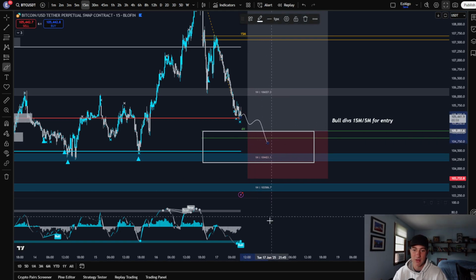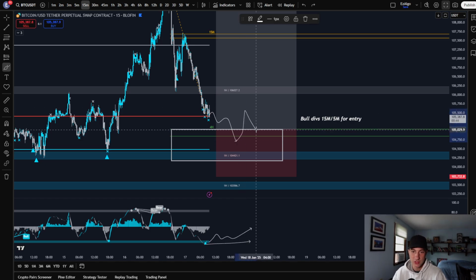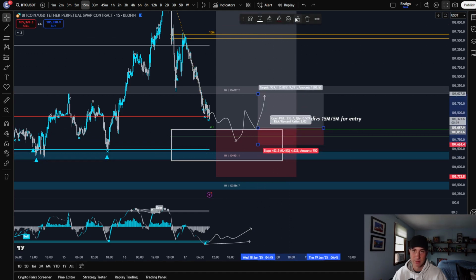As price is coming down, I want to see those bullish divergences, right? Something like this. And then finally, for that final entry confirmation, I want to see some sort of bullish reaction. So that can either be a market structure shift, a 1-2 setup on a lower time frame, something like this, right? And that would be my entry right there, stop loss below that low.